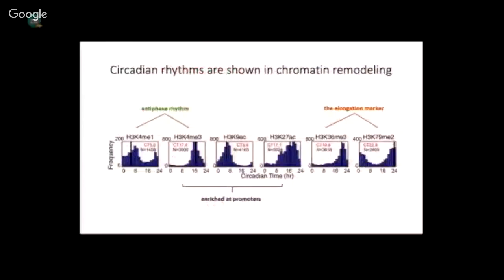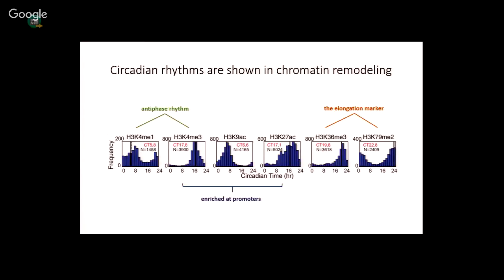So now we are going to look at chromatin remodeling. We know that there are many kinds of histone modifications. Like H3K4 methylation, it is a mark that is characteristic of the enhancer sites and the gene bodies, and it will exhibit a very subtle circadian rhythm in this figure.